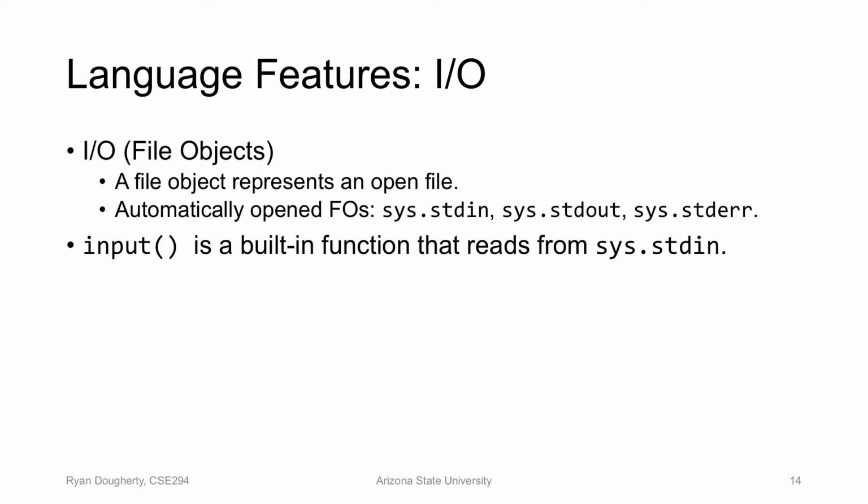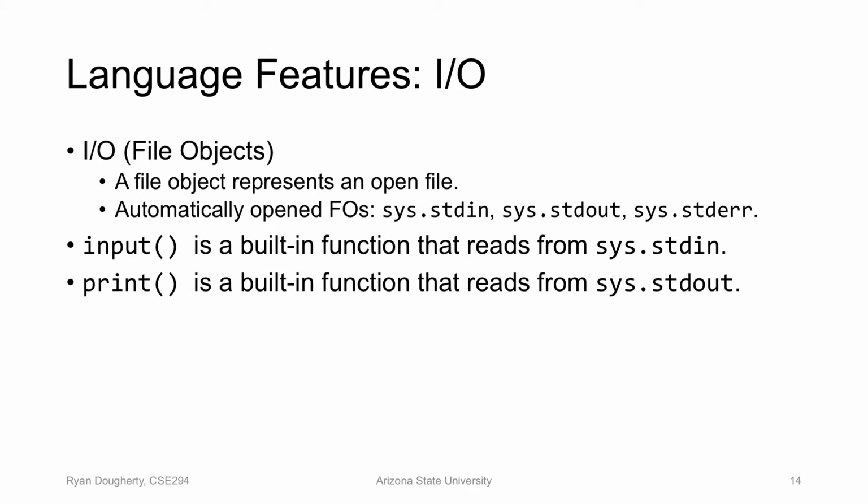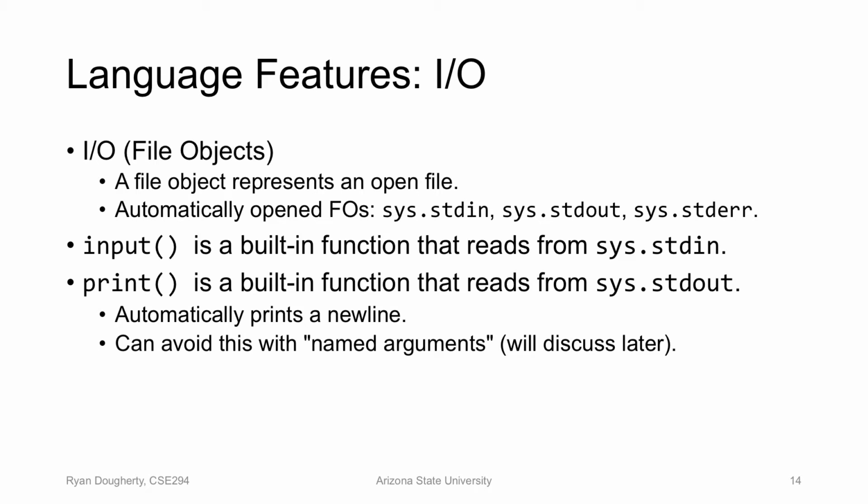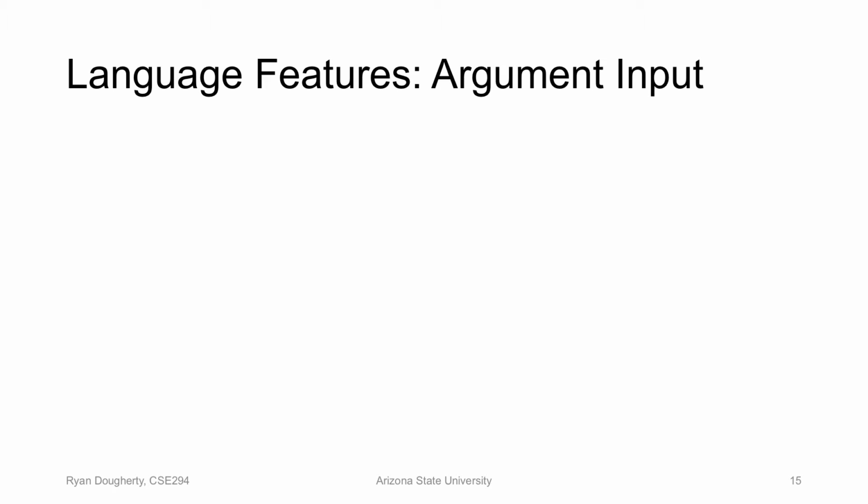So it just reads from this file object stdin, and print just passes the argument of print to stdout. So it's basically the analog of input, but for output. It automatically prints a new line, as we've seen when we did the CSE294 is awesome, and we did the for loop on that string, and we called print on each of the characters in the string, and it printed one on each line. So we can avoid that with what are called named arguments, which, in my opinion, is probably the best feature of Python, the most headache relieving thing in Python. But we'll discuss that in a bit.